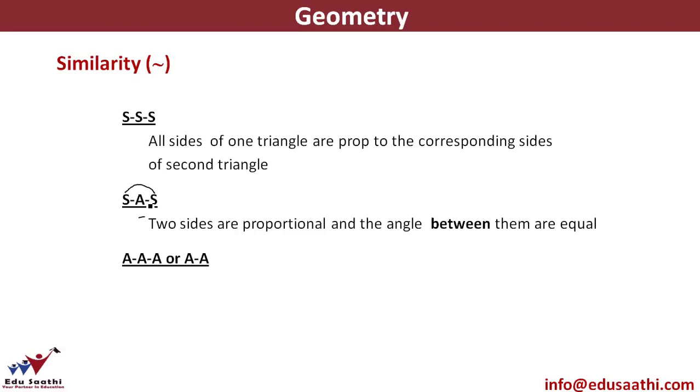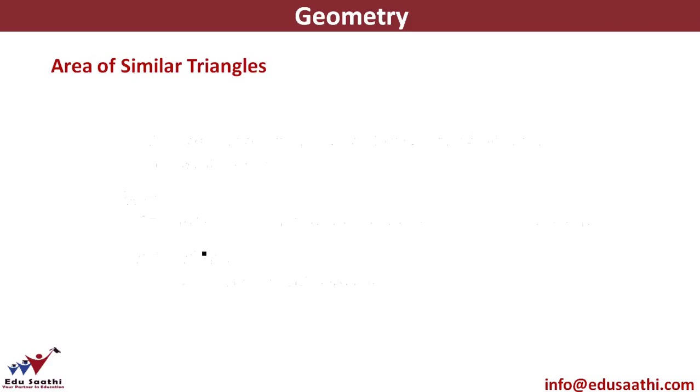Third one being AAA or AA. I am not writing AAS because this S would be a redundant thing here, so I just write it as AA. If two angles of one triangle are equal to the corresponding angles of another triangle, the third one would obviously be equal, and therefore I'll have all the three angles of the first triangle equal to the corresponding angles of the second triangle, and no information about the sides. I would say the two triangles are similar. So any of these rules I can use to prove the concept of similarity.